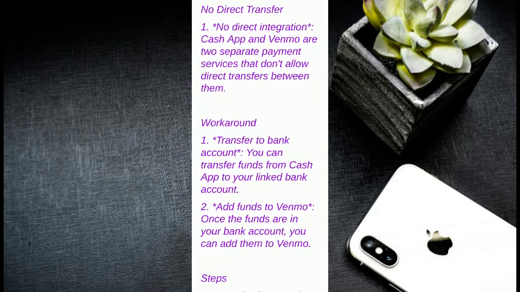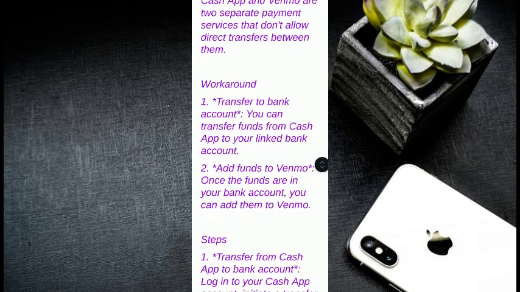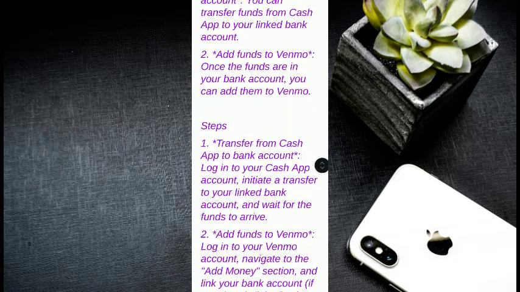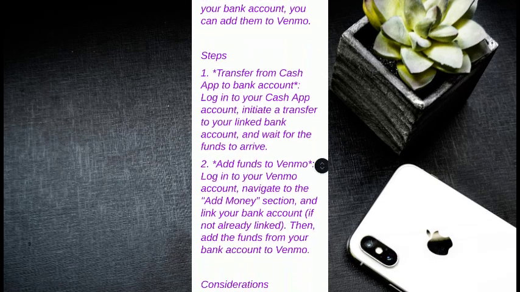You can simply transfer to your linked bank account and then add the funds to Venmo. Now, once the funds are in your bank account, you just simply add them to Venmo. Here are the steps. Transfer from your Cash App to your bank account. Initiate the transfer in Cash App to your linked bank account and wait for the funds to arrive.